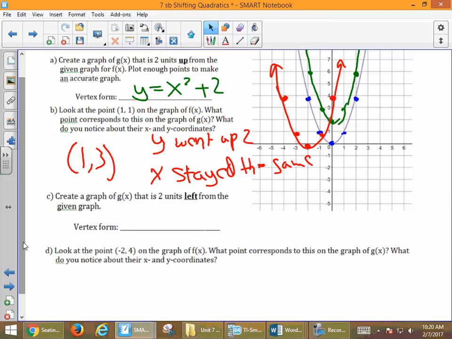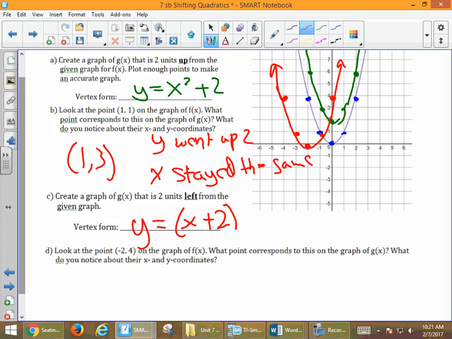So does someone want to take a guess on what the vertex form of this new quadratic might be? Matt? Yes. So it's y equals x plus 2, and the whole quantity is squared. And so you may remember that from Desmos, you may not. But when we shift to left and right, it's on the inside of our square.